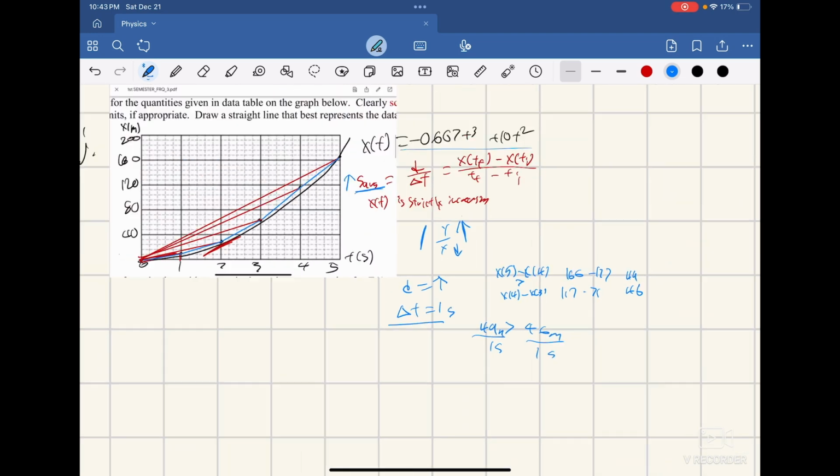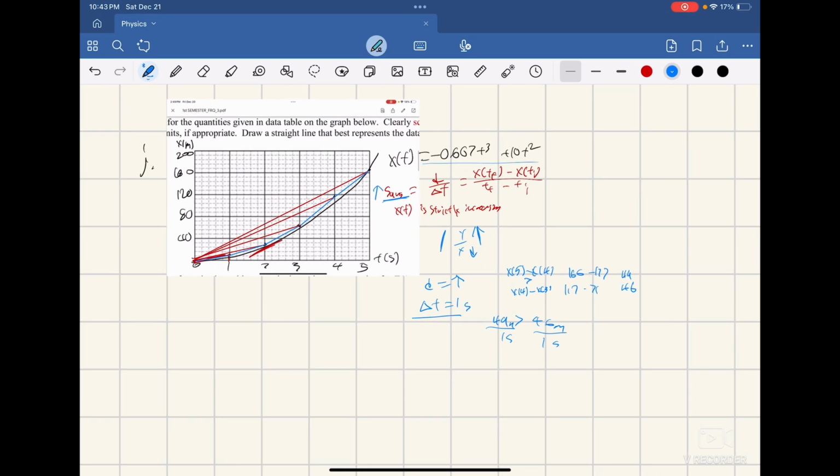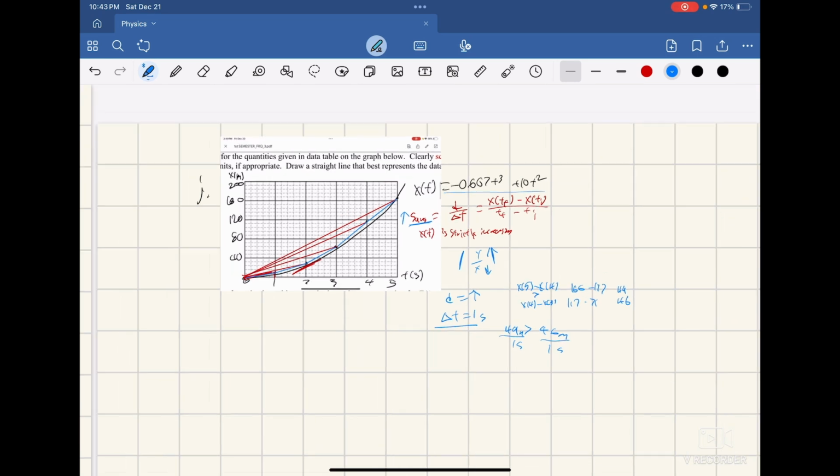So those are the two ways that I would explain what happens to the average speed of the car during each second interval.